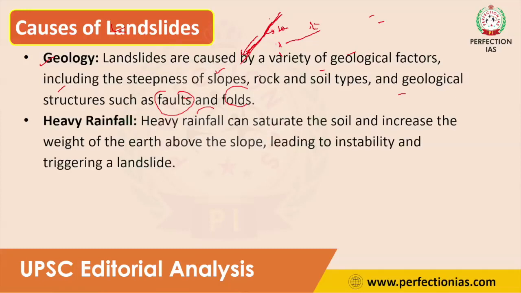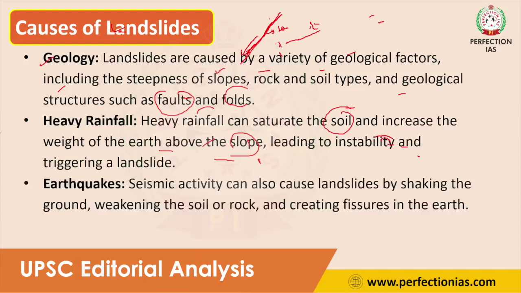Heavy rainfall can saturate the soil. If the rainfall is heavy, it will loosen the soil and the soil will saturate further, which will increase the weight of the earth above the slope, leading to instability and triggering landslides. Heavy rainfall is one of the major causes of landslides in the Brahmaputra Valley or Brahmaputra plain. The next thing is earthquake.